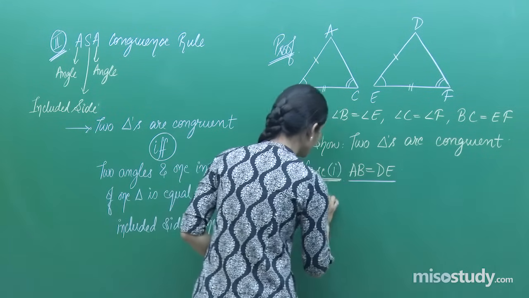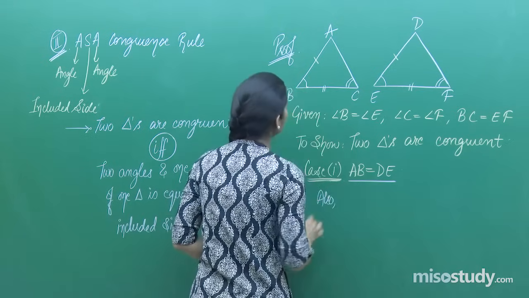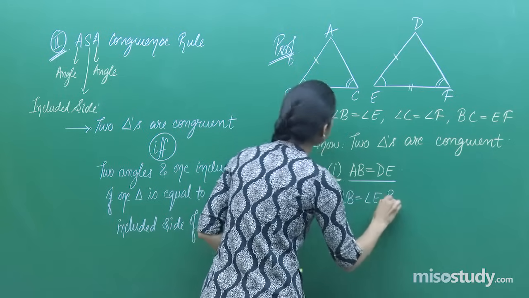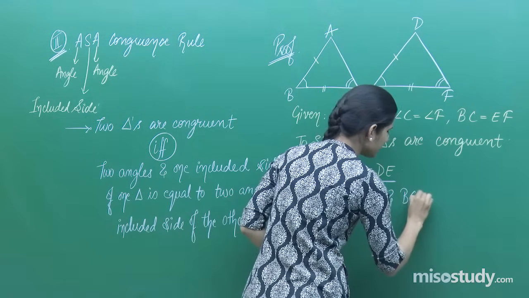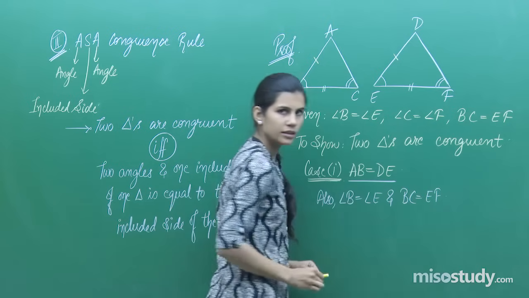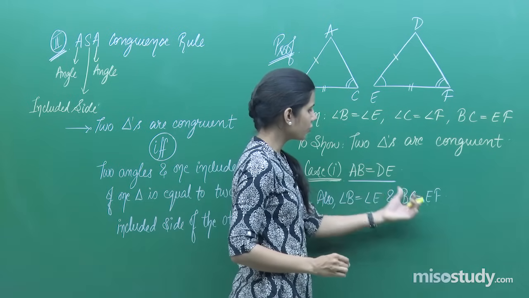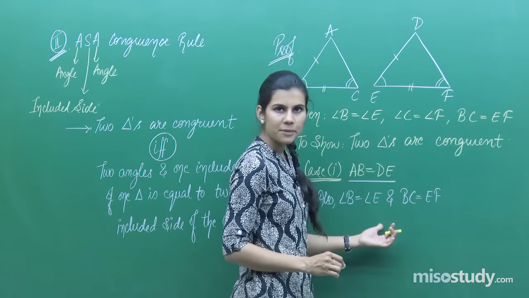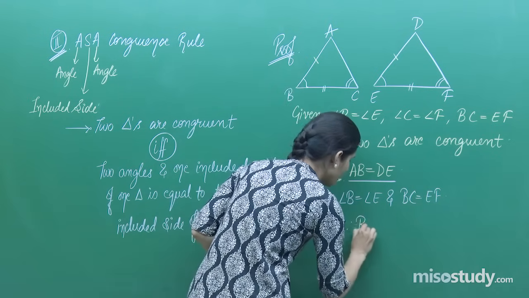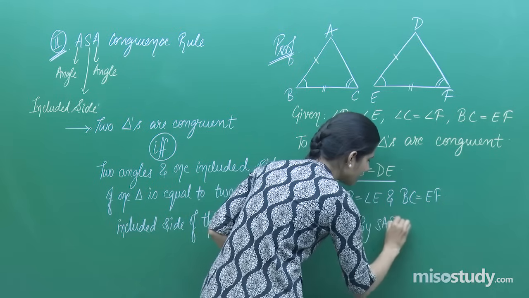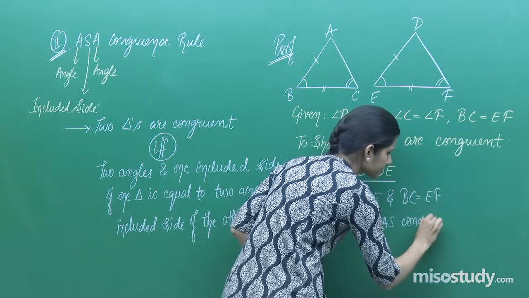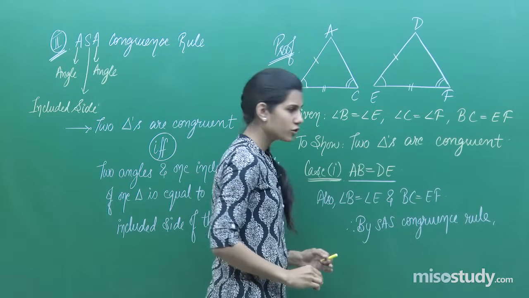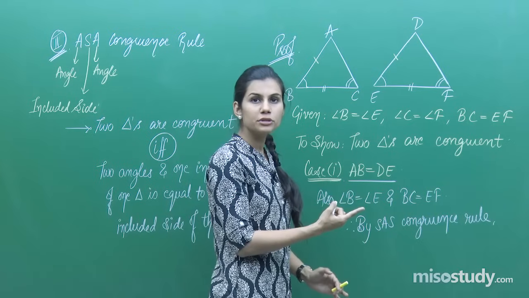So if AB is equal to DE, also angle B is equal to angle E and BC is equal to EF. This is already given to me. So you have two sides of one triangle equal to two sides of the other triangle and one included angle the same. Therefore, by the SAS congruence rule, you get this triangle is congruent to this triangle.